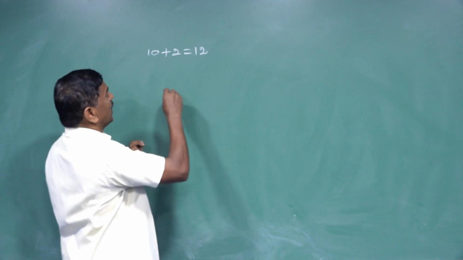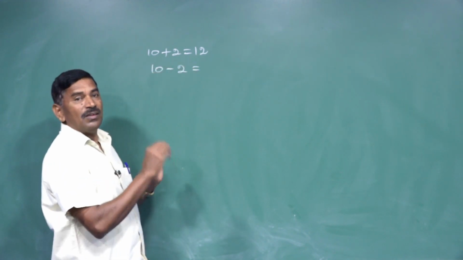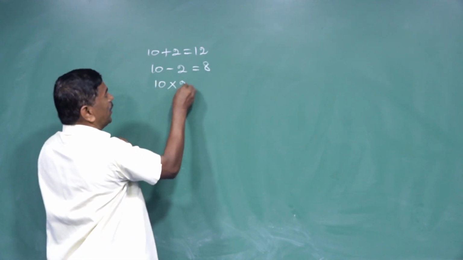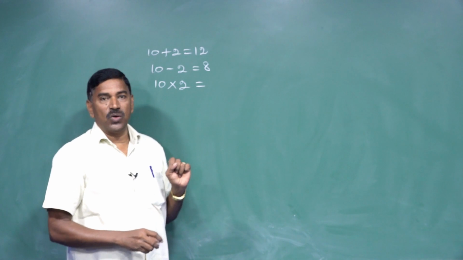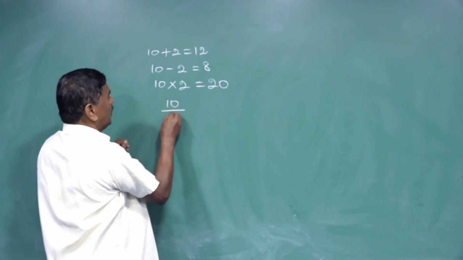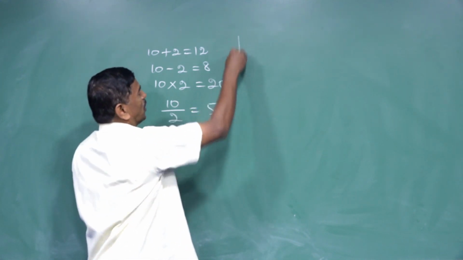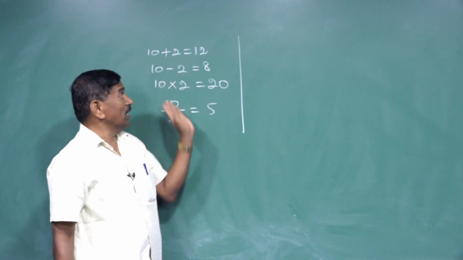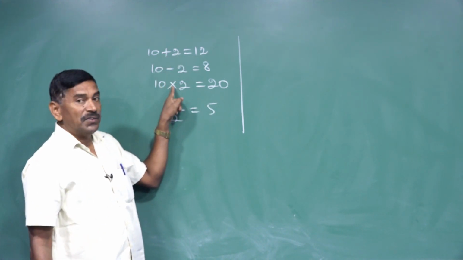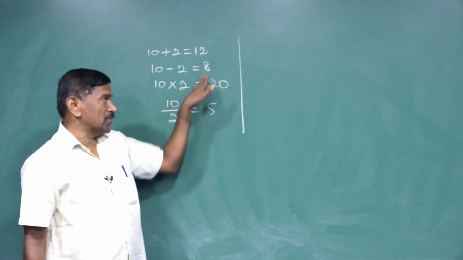Addition. Okay. Next, suppose, can you tell me 10 minus 2? Very good, 8. Next, suppose 10 into 2. 10 into 2 equal to? Yes, 20. Suppose 10 by 2 equal to? Yes, 5. Okay, which is real numbers. Listen, in real numbers, addition, subtraction, multiplication, division, all the four mathematical operations are possible.